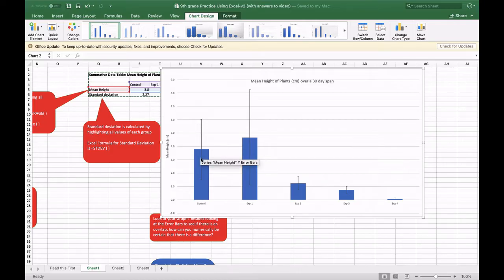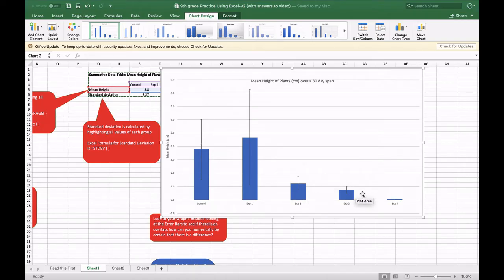This error bar for my control group overlaps with this error bar in this experimental group. So my results between my control and my experimental 1 group are not statistically significant. That means that my results could have been as low as 1.2, and there is an overlap with my control here. So there is not a big difference in my results between my control and my experimental group 1, right?